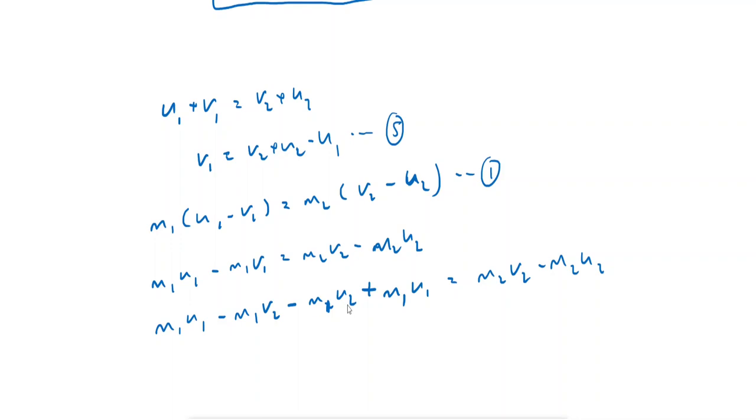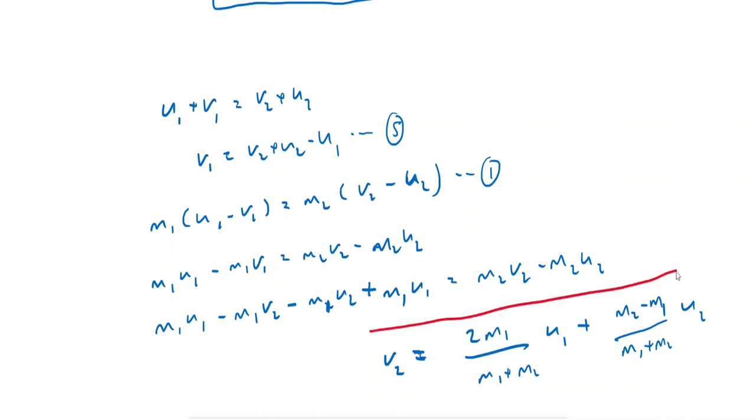Afterwards, when you simplify this equation, you should end up with V2. You just do your math the similar way that I've been doing it, and you end up with something like this: V2 equals 2M1 over (M1 plus M2) times U1, plus (M2 minus M1) over (M1 plus M2) times U2. So you should end up with an equation that looks like that.